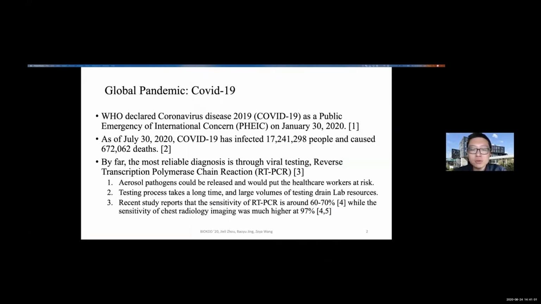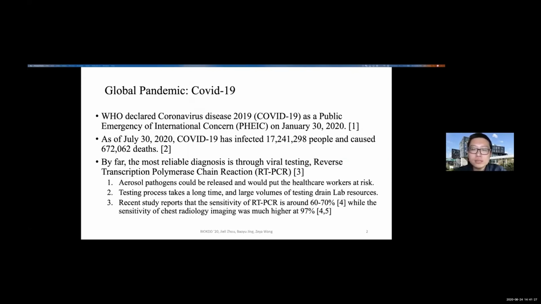By far, the most reliable diagnosis is through viral testing, or RT-PCR. But there are limitations for viral testing. First, aerosol pathogens could be released and will put healthcare workers in great danger. Second, the testing process takes a long time, ranging from a few hours to days, and large volumes of tests have already drained lab resources, as observed in many states across the United States.